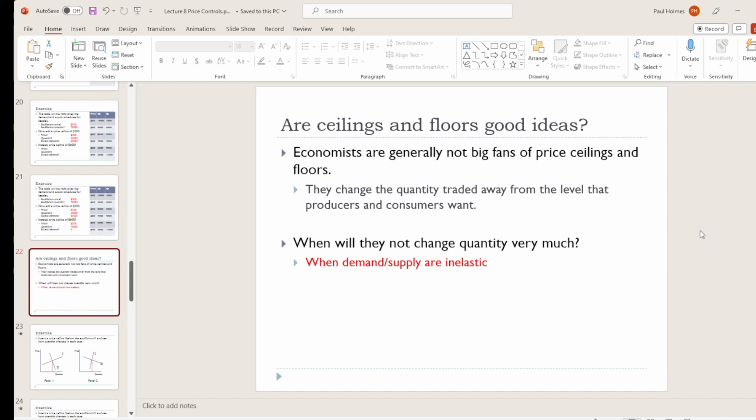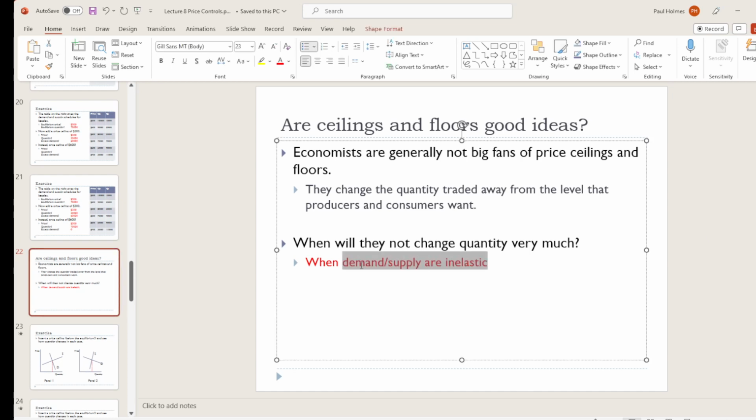But that actually leads us into the situation where price ceilings and floors are going to be less bad and even potentially good, particularly when the quantity is not going to change very much. Well, why would quantity not change very much? Because either the buyers or the sellers are relatively insensitive to price. That is, demand and supply are inelastic.